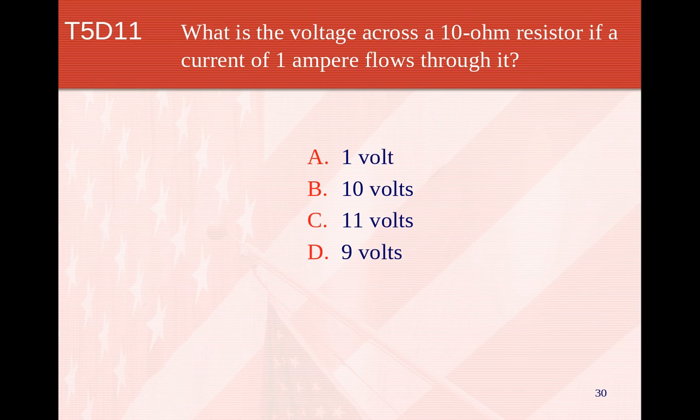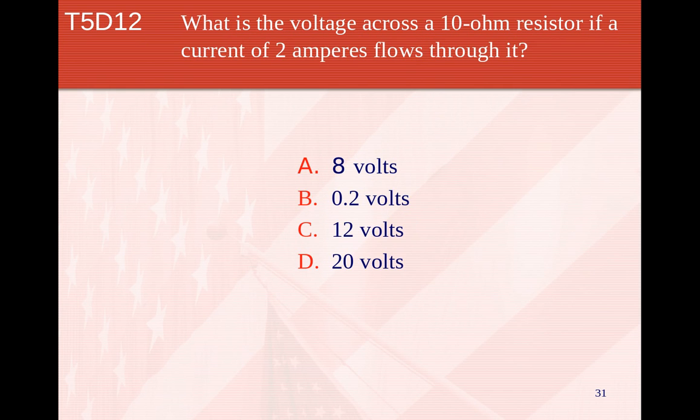What is the voltage across a 10 ohm resistor if the current is 1 amp? So E is equal to I times R. 10 times 1 gives us 10 volts. What is the voltage across the 10 ohm resistor if the current is 2 amps? So we're looking for the voltage. E is equal to I times R. 10 times 2 gives us 20 volts.